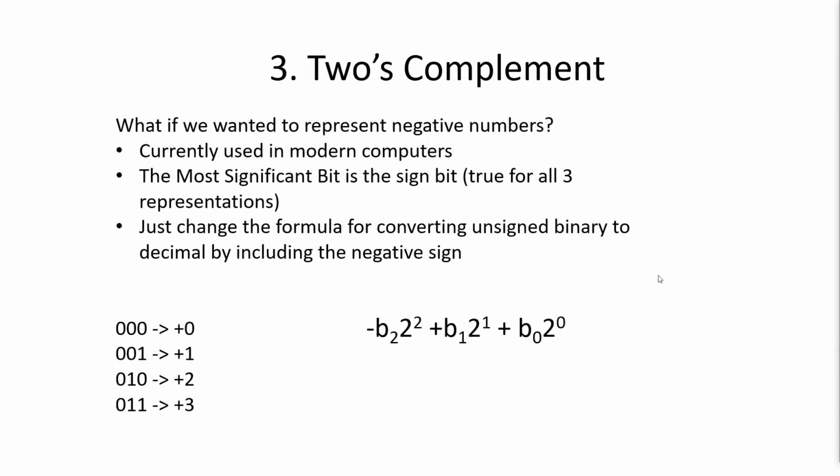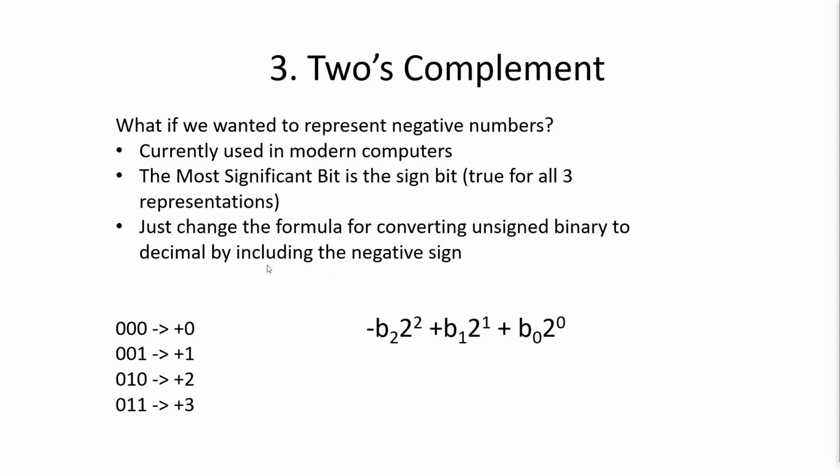All right, and finally, the third representation that I'm going to introduce today to talk about number systems is the 2's complement method. This one is currently used in modern computers all over the place. And also notice that the most significant bit is still going to represent the sign when we're done with this. This is true for all 3 number representations. You can see whether a number is positive or negative by just looking at that leftmost bit.